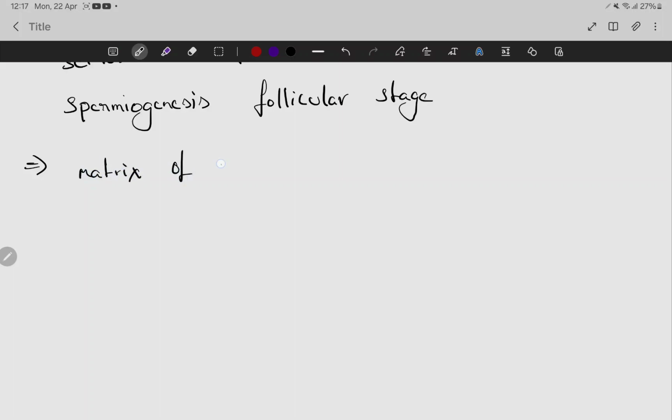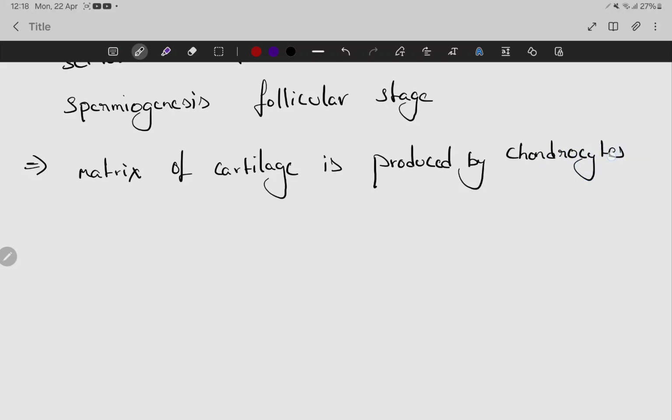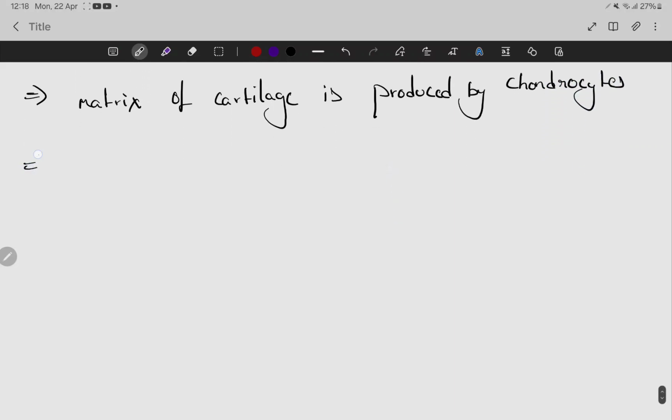Matrix of cartilage is produced by chondrocytes. False ribs. The number of false ribs are 3 pairs: 8, 9, 10.